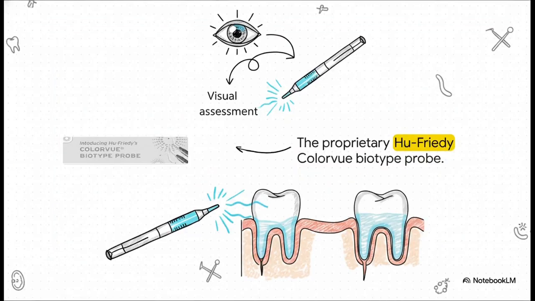You'll also definitely need to recognize proprietary specialized tools, like the Hu-Friedy ColorView probe. This little tool simplifies biotype categorization visually right through the tissue. It's super clever. If you can actually see the color of this specific probe shining through the gingiva during your assessment, you are definitively dealing with a thin biotype. It brilliantly bridges that gap between just eyeballing it and physically probing.